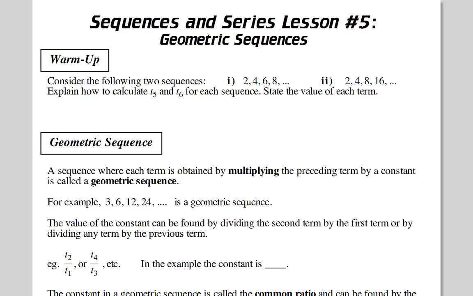Okay, we're into lesson 5 now. This is geometric sequences. So we just finished arithmetic series and arithmetic sequence. So that was when we were adding to get the next term. Now we're going to be multiplying to get the next term. And you can consider the following two sequences up on this page.